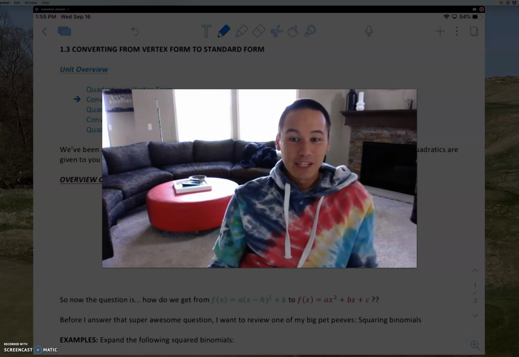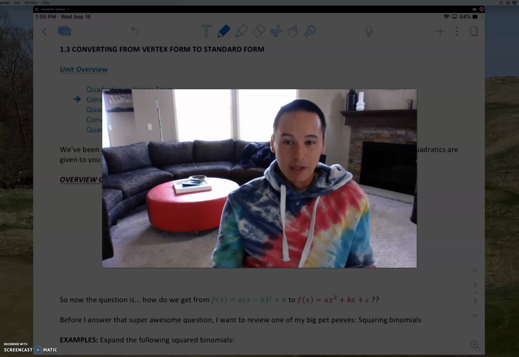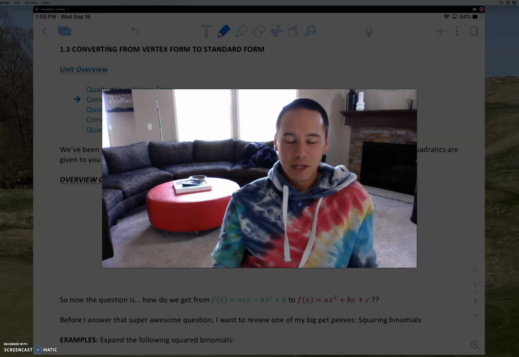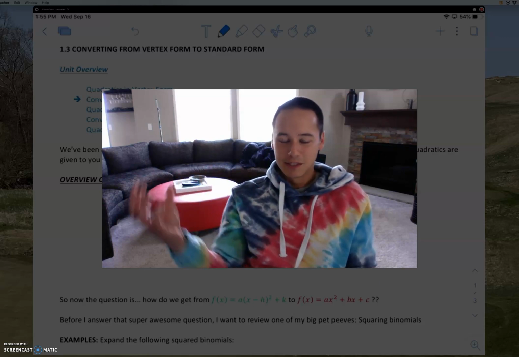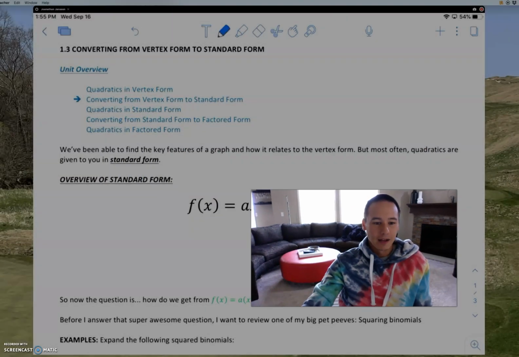Today's going to be kind of a sad day because we are going to be saying goodbye to quadratics in vertex form. So go ahead and get all of your tears out, but we're going to move from vertex form and transform it into standard form, and we're going to be dealing with things in standard form for a little while after that.